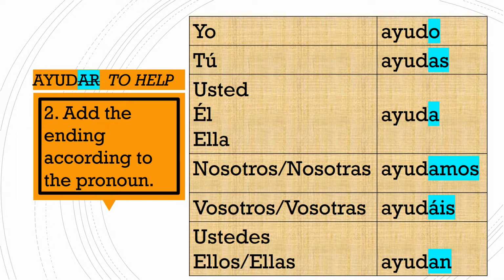Now you have to add the ending according to the pronoun. For pronoun yo, you have to add O. Pronoun tú is going to be AS. For usted, él, or ella, you are going to add A. Nosotros, nosotras, AMOS. Vosotros, vosotras, Á with a mark on it, IS. Ustedes, ellos, or ellas, AN.